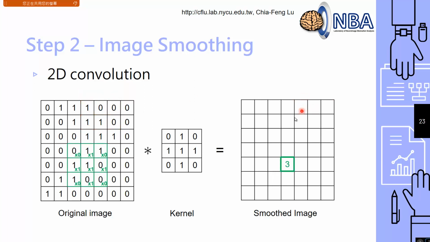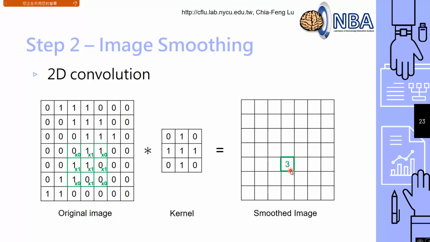Okay, then I just move to another part. For example, this part. I'm going to overlay the kernel right here. So you can see the center is right here. Now I'm going to focus on the cross part. Now you get 3, 1, right? So the answer is 3.